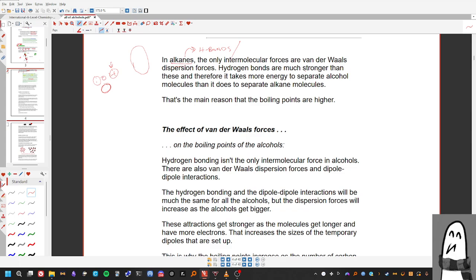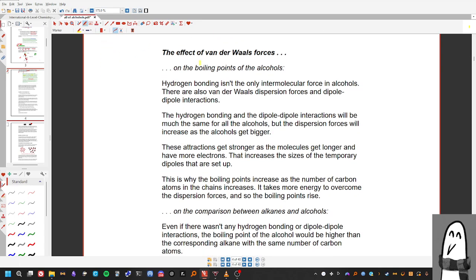Hydrogen bonds are much stronger, so therefore it takes more energy to separate alcohols than it does to separate the alkane molecules. That's the main reason why boiling points are higher. So the boiling points are higher because hydrogen bonds are stronger. That's it. It requires more energy to separate alcohol molecules than alkane.